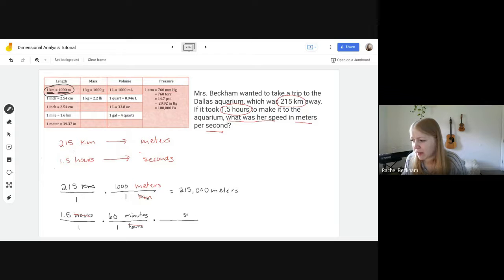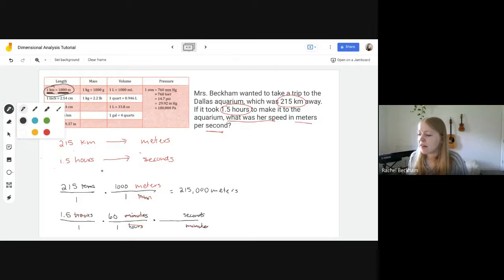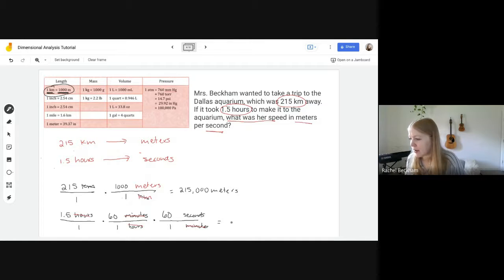Now I want to get to seconds. And I want minutes to cancel out. Hours have already canceled out, right? I need the minutes now to go away because I don't want minutes in my answer. I want seconds. So I need to figure out how many seconds are in a minute. Well, again, there are 60 seconds in a minute. And so now I can multiply 1.5 times 60 times 60 again. And I'm getting 5,400 seconds. Okay, so I've converted to meters and I've converted to seconds.